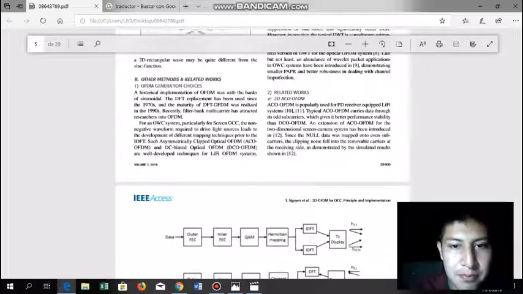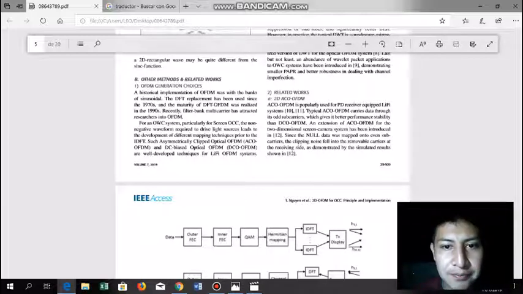The next point is reality works on ACO-OFDM. It is popularly used for PD receiver equipped Li-Fi systems. Typically, ACO-OFDM carries data through its odd subcarriers, which gives it better performance stability than DCO-OFDM.